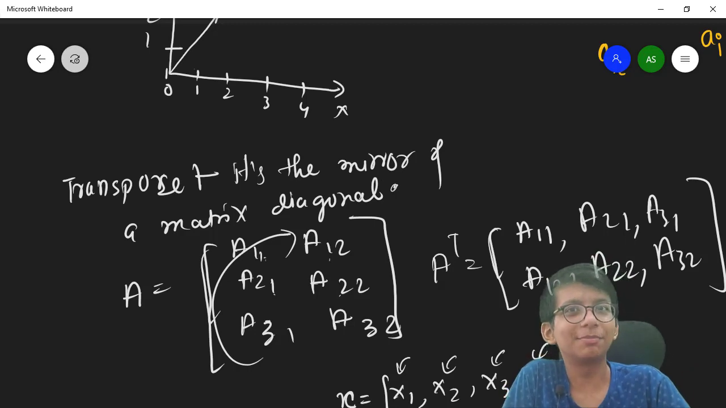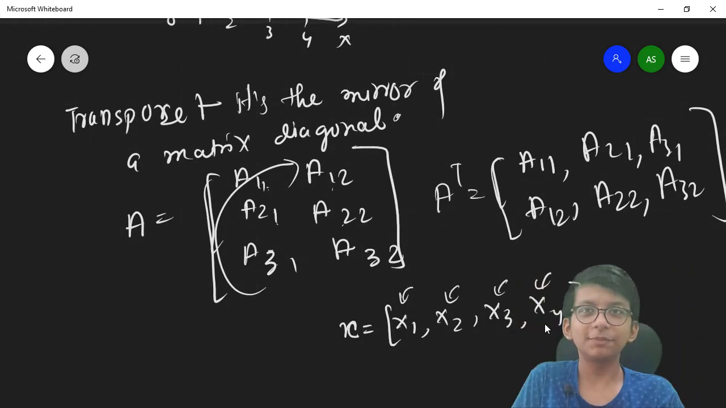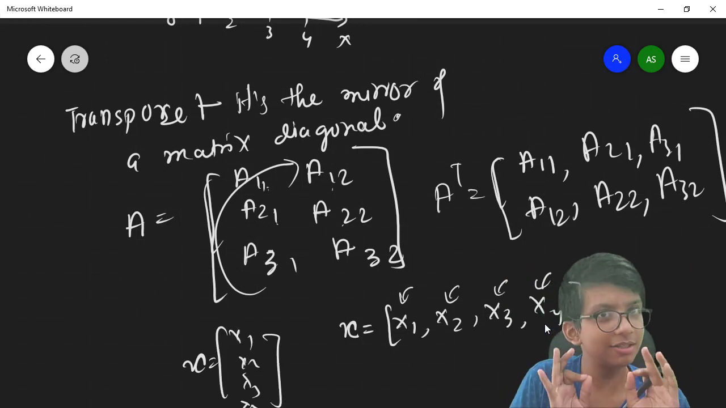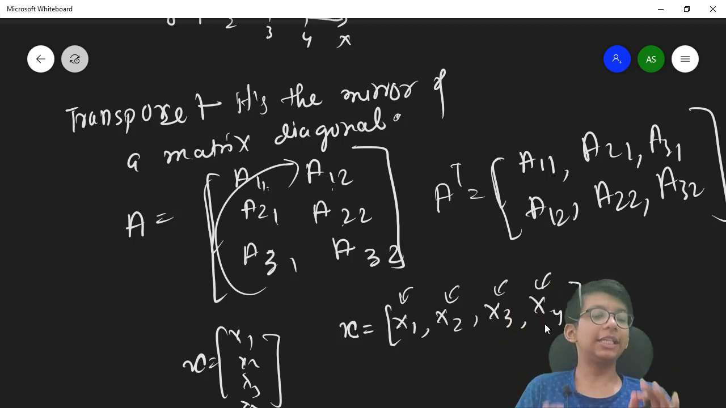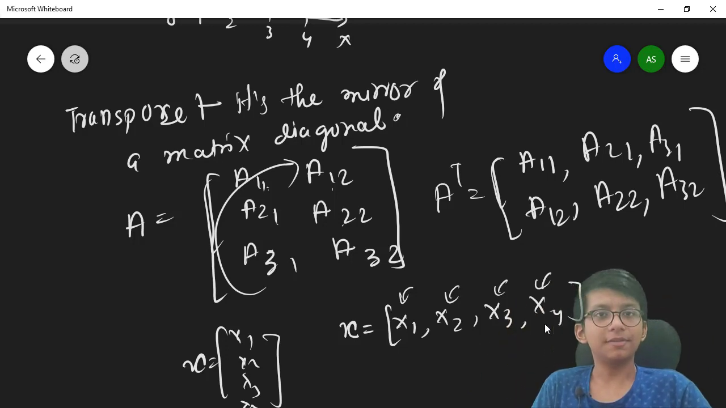What can you do? The intelligent people, what will they do? They will take this: x1, x2, x3, x4. Great, your answer will be correct, but using linear algebra operations.